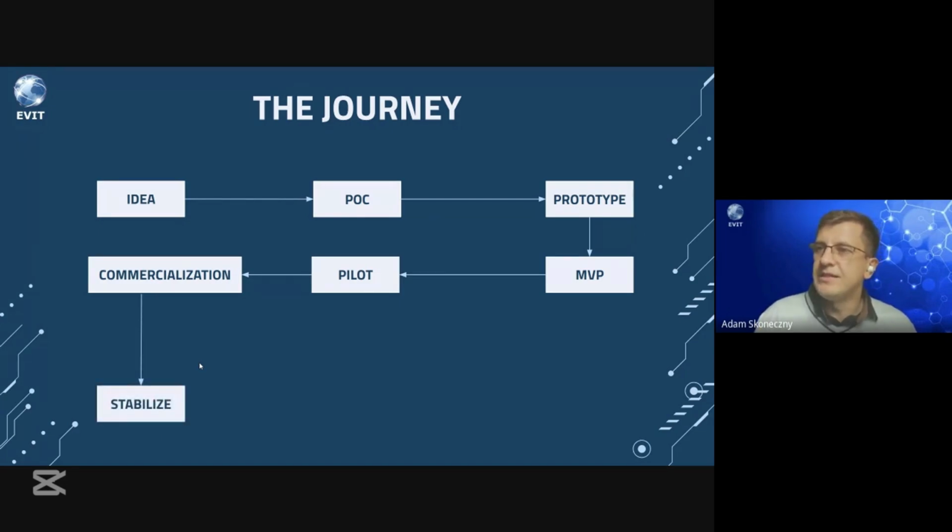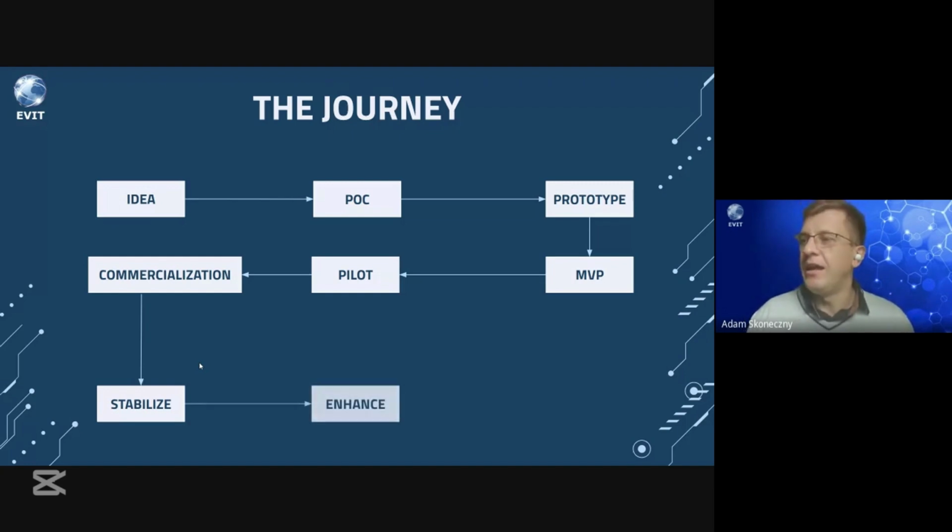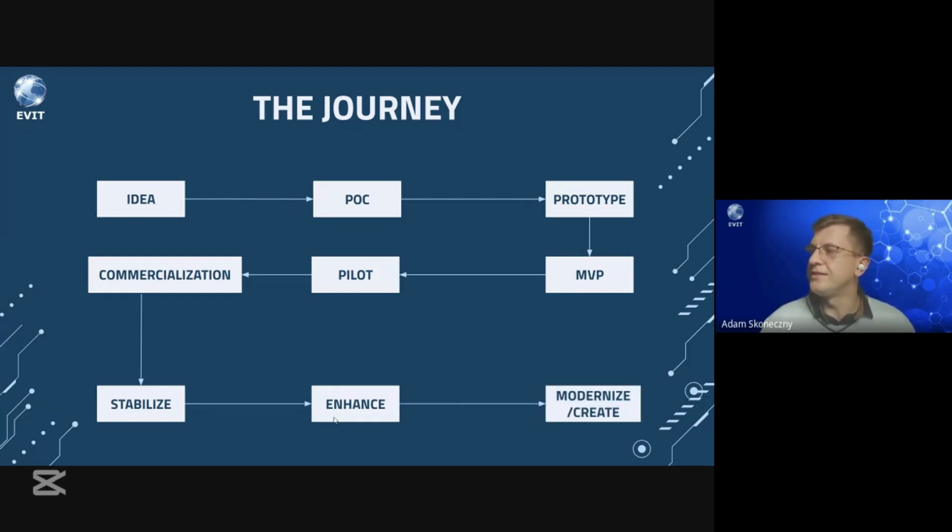The next phase is stabilize. Again, the product is growing, and some issues will happen. There will be a need for additional fixes or adding additional functionalities. Then in the next phase, we enhance and improve. We can improve the user experience by changing the design, improving the front end and things like that, or even speed up the application. And last, it's modernize and create.